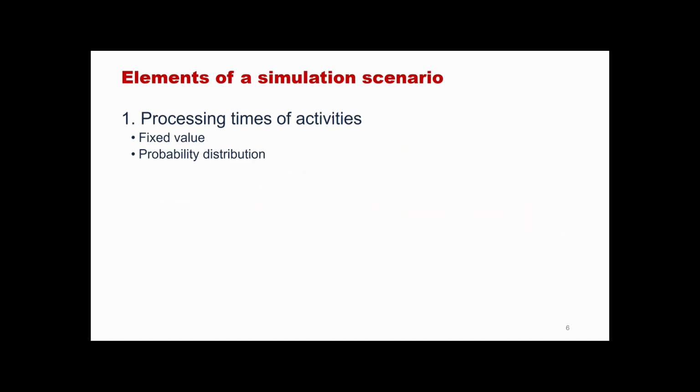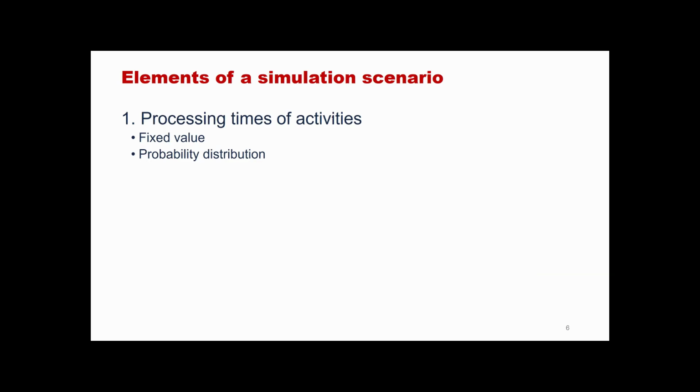Let me start with the first information you need for a simulator to run the simulation. The simulator needs to know what is the time between the moment a task is enabled, is ready to be executed, and the time someone starts executing and the time it finishes. That time is called the processing time, but some people call it activity duration.